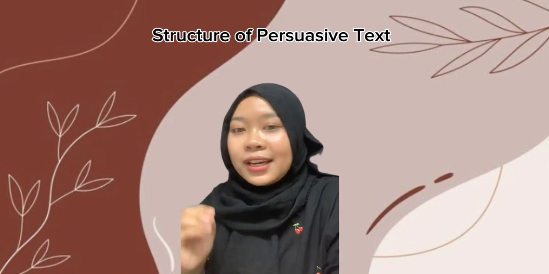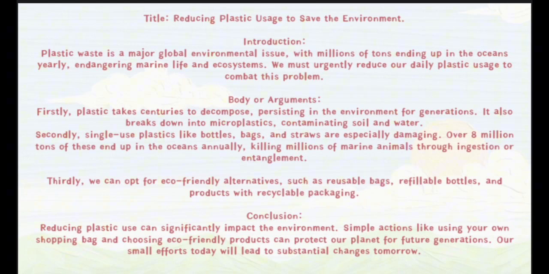Okay guys, the next is an example of persuasive text with the title Reducing Plastic Use to Save the Environment. And then I will read the introduction. So the introduction is: plastic waste is a major global environmental issue with millions of tons ending up in the ocean yearly, endangering marine life and ecosystems. We must urgently reduce our daily plastic use to combat this problem. And this is called an introduction because it provides a general overview of the topic that will be discussed, namely the problem of plastic and its impact on the environment.